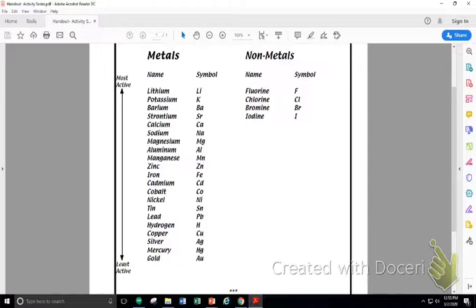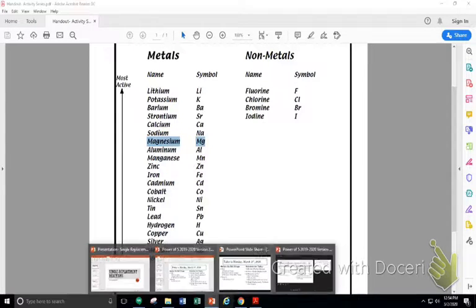All right, so I got the screen fixed. If you take a look, we're looking to see if magnesium is more or less reactive than the zinc. Magnesium is here, zinc is down here. Whichever element is further up the list is more reactive. Magnesium is above zinc, therefore magnesium is more reactive than the zinc. That's really important because that tells me the reaction can take place.